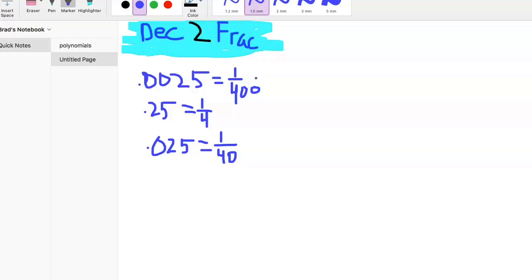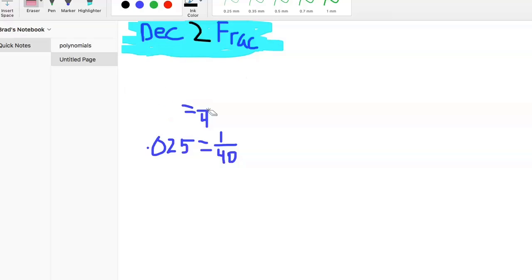So that's how you do it. You start off with the decimal that you can handle, where you know what that equals as a fraction, and then you start adding zeros. Okay, so let's look at another one.